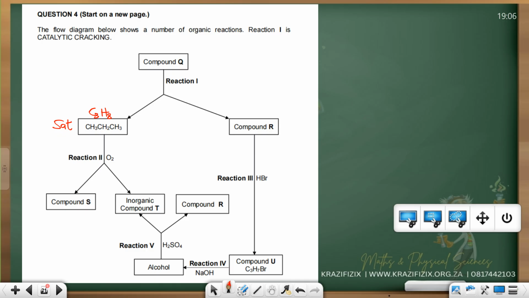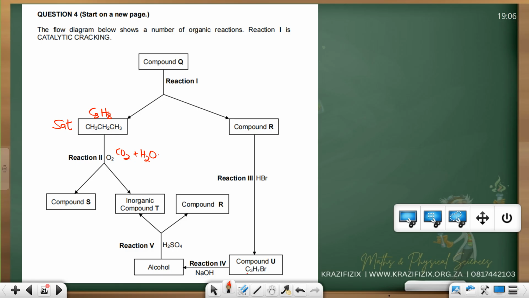Compound S, then the inorganic compound T. Okay, there's a lot of things going on here. Okay, let's try to see what the examiner is all about. So we know that this is combustion. I'm expecting CO2 plus what? H2O. But they have compound S and an inorganic compound T. I want to see what's going on there. Before we even look at the question, I want to see if we can figure out what's going on. All right.